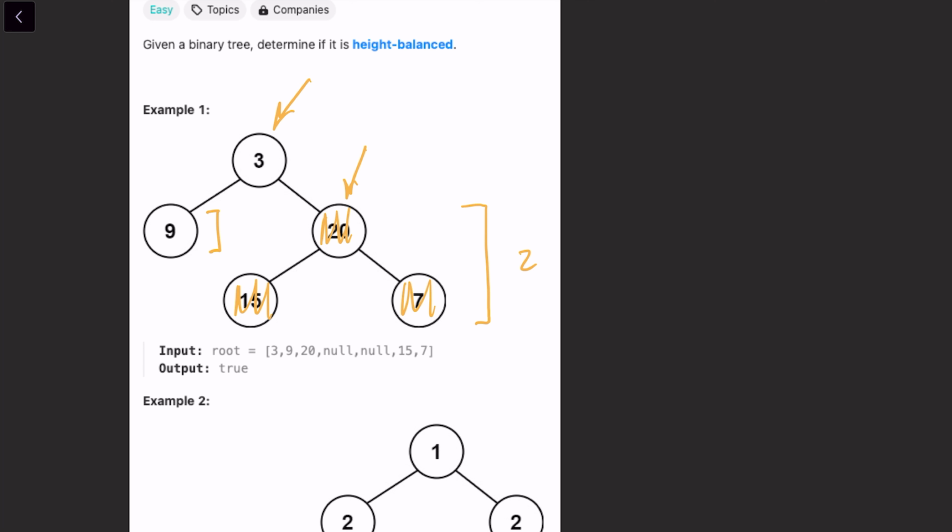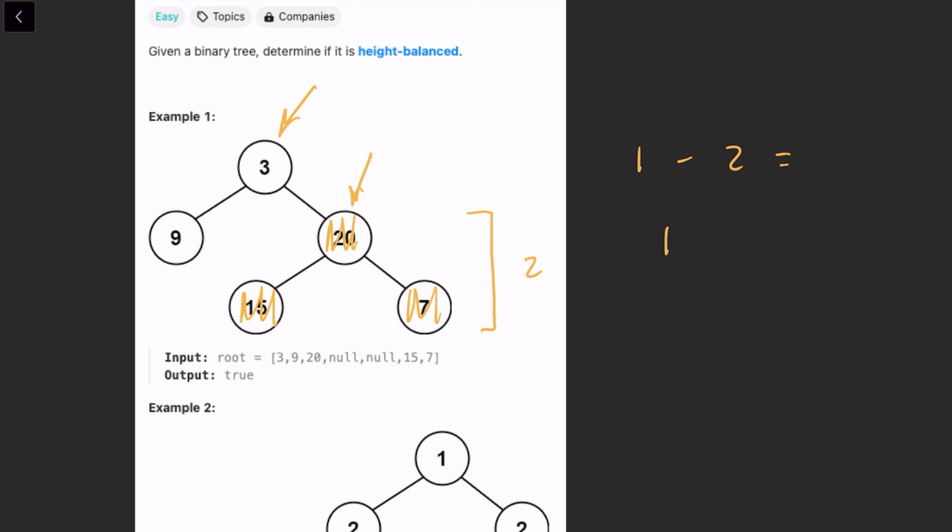Now we will go back up here, and we will have to look at the left and the right. So looking at the left, we can see that there's only 9 there, so the left side will be 1 and the right side will be 2. So 2 minus 1 is -1, but we only care about the absolute value. So 1, is that greater than 1? No, it is actually equal to.